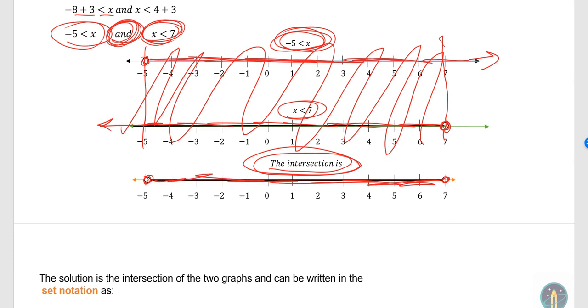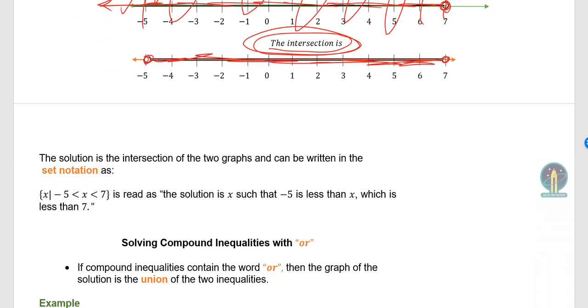Now, the solution is the intersection of the two graphs and can be written in set notation as: x such that minus 5 is less than x, which is less than 7. This is how it's read. Minus 5 is less than x, which is less than 7.